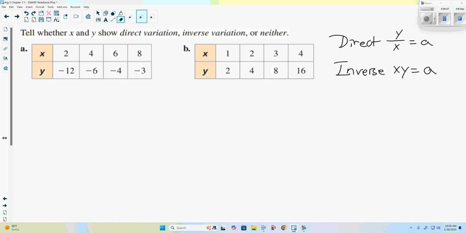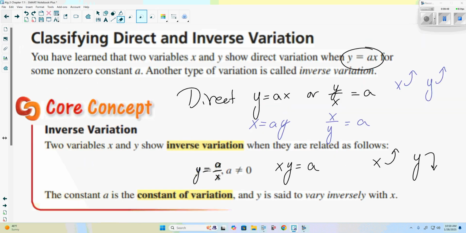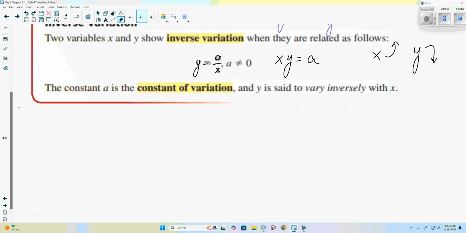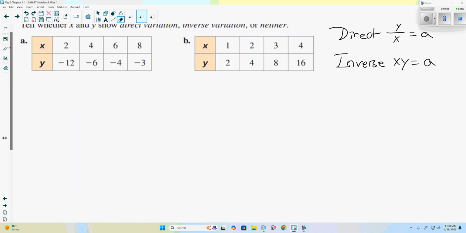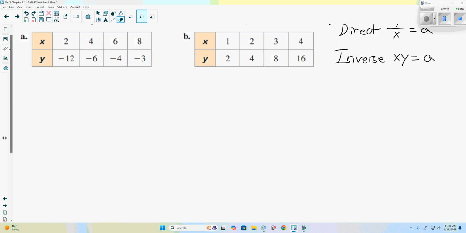Because direct and inverse variation, I need to clean this slide up a little bit. Two variables show inverse variation when they are related as follows with a constant a. A is the constant of the variation. It's going to be the same as it changes from one amount to the other. So as we change the x values, here we're changing by a factor of 2, the amount that the y changes in correspondence to that x should be the same for it to be inverse or direct variation.